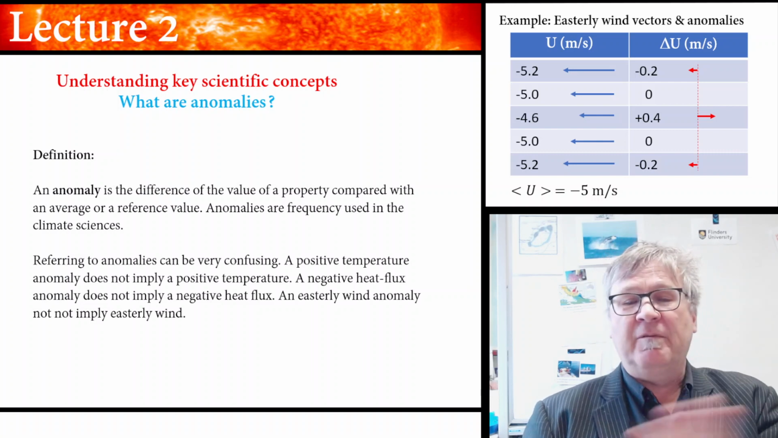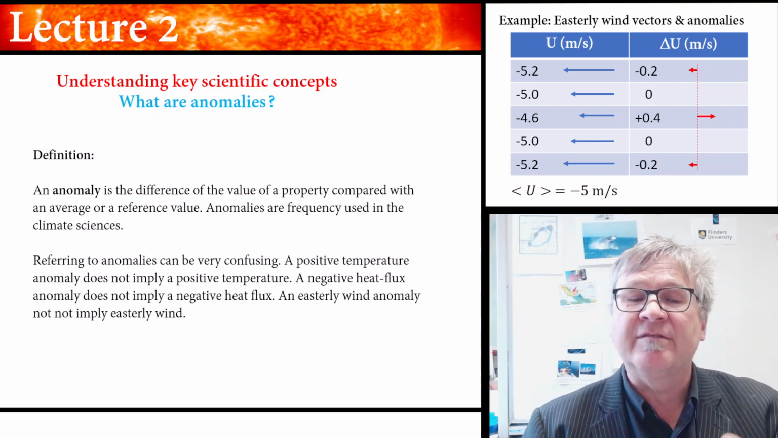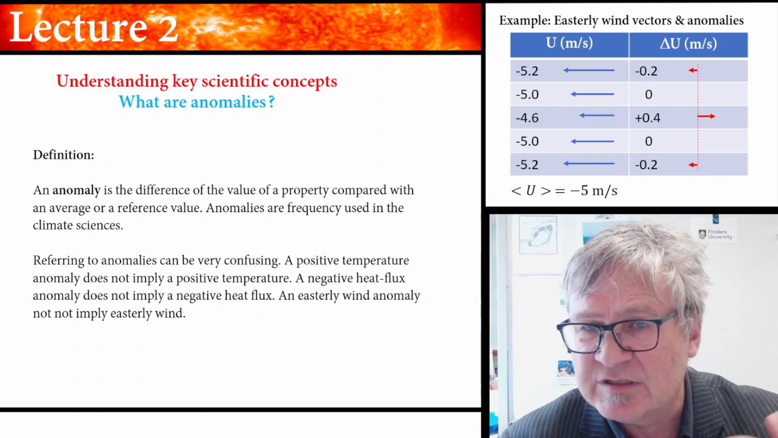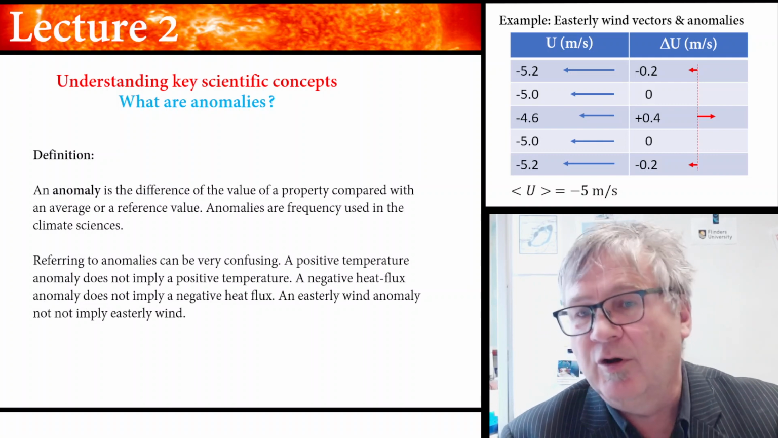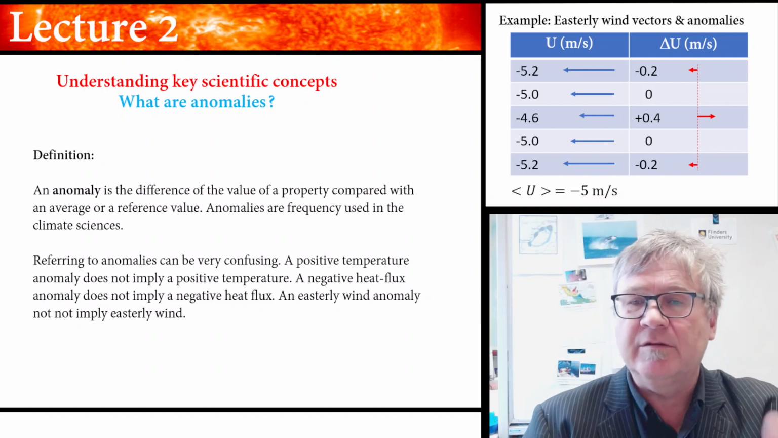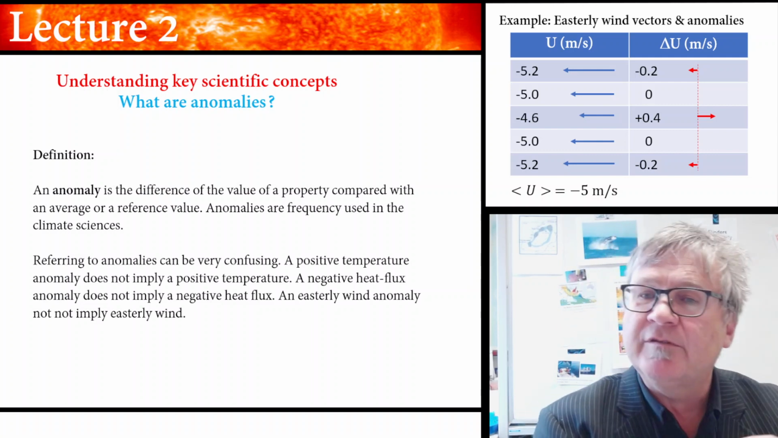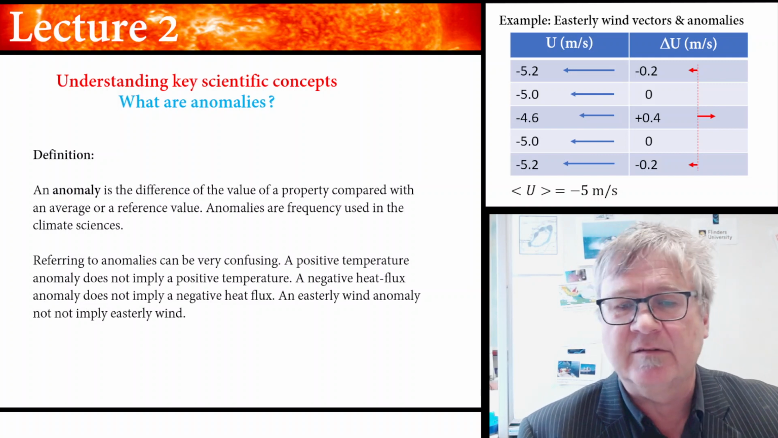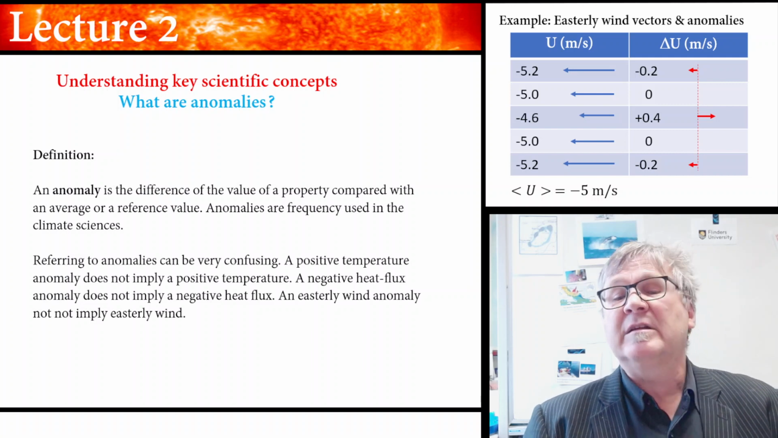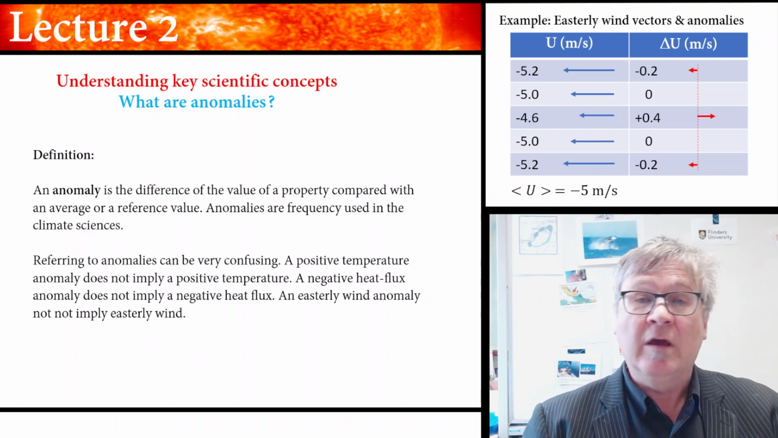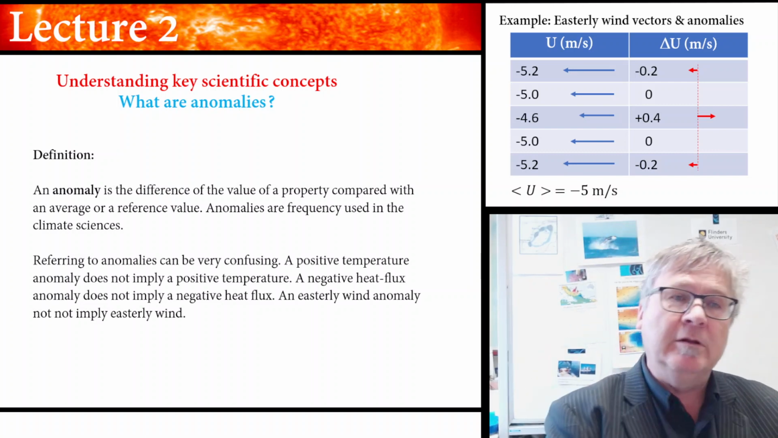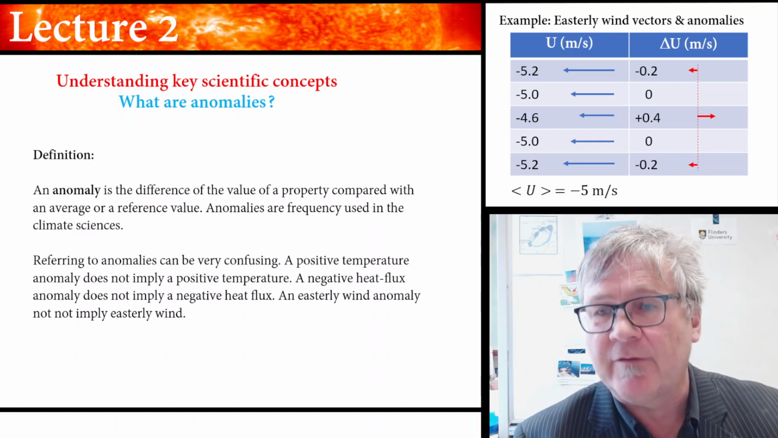Let me give you a few examples. A positive temperature anomaly does not imply a positive temperature. For example, you can be in an area which is minus 20 degrees normally, and now the temperature increased by 1 degree to minus 19 degrees Celsius. So you have a positive temperature anomaly, but the temperature is still negative. A negative heat flux anomaly does not imply a negative heat flux. An easterly wind anomaly does not imply an easterly wind. So it can get very confusing.